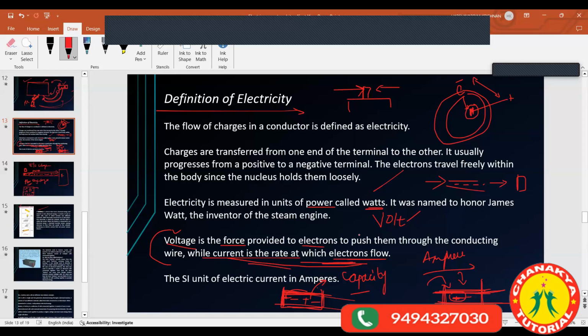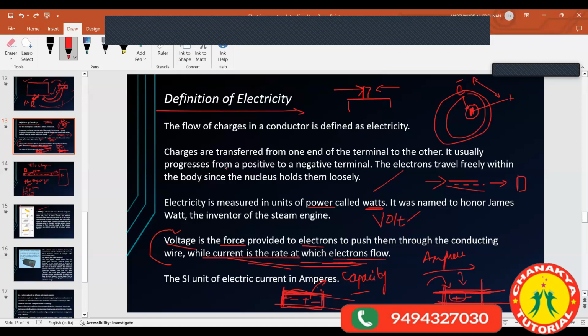Okay. So what is current? Current is the rate at which electrons flow, exactly like what I was telling, 20 kilometers per hour a car can travel. Exactly, 20 amperes of current a particular wire can withstand. If you give more than that, it will burn. Just as we say 20 kilometers per hour, we'll say 20 amperes.